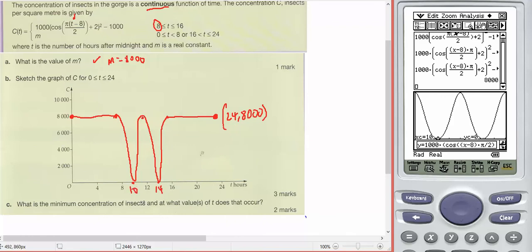What is the minimum concentration? It's 0 insects per square metre, that's the minimum, and that will be at 10 AM and 2 PM.